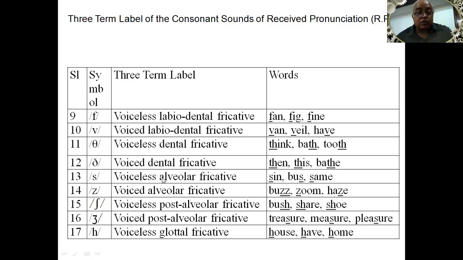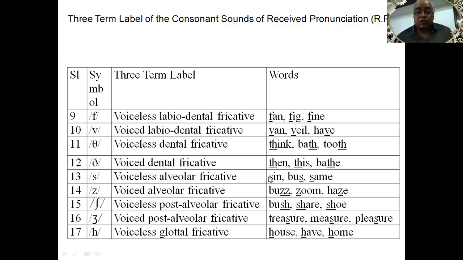is a voiceless alveolar fricative. Voiceless because the vocal cords are held apart from each other. When the air passes through, there is no vibration in the vocal cords. It's alveolar because the tip of the tongue touches the alveolar or the teeth ridge. And it's fricative because there's a stricture of close approximation, or there is a narrowing, and when the air passes through, there is a lot of friction.